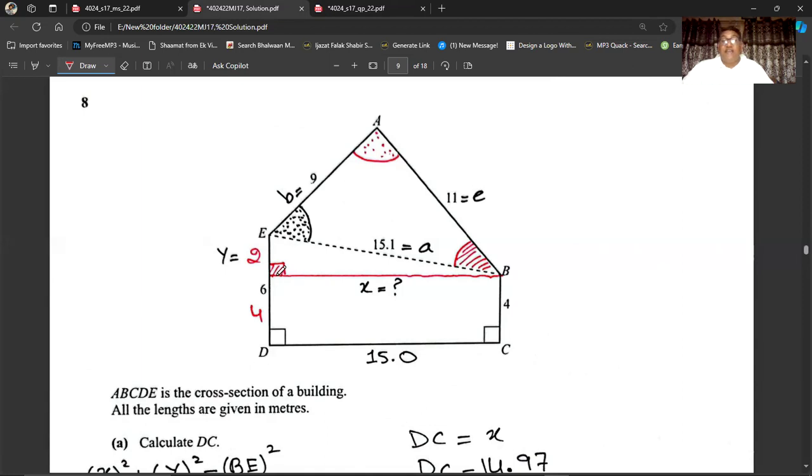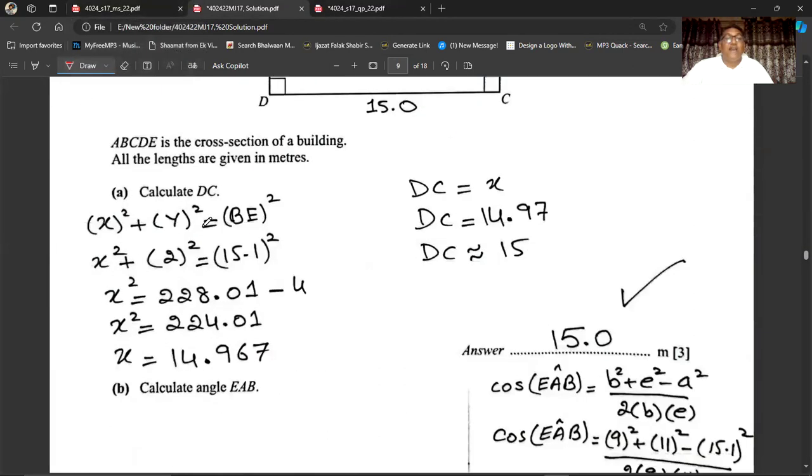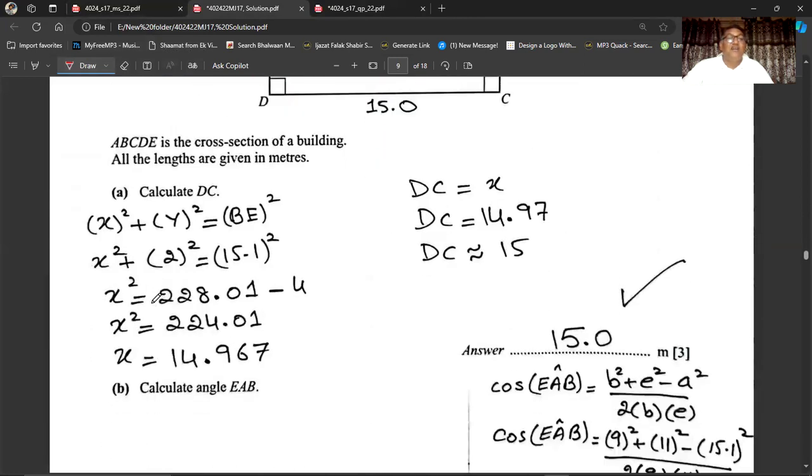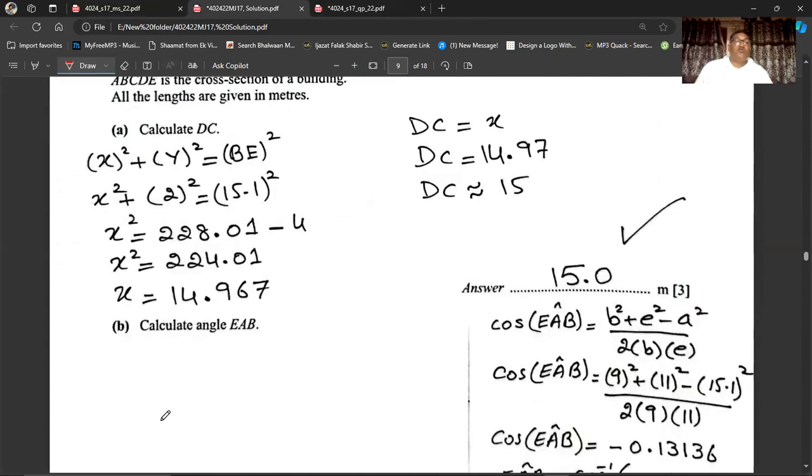This angle will be 90 degrees because this angle is 90. This side is parallel to the DC. So I'm going to apply the Pythagoras here. This is my perpendicular. This is my hypotenuse, which is 15.1. The perpendicular is 2. The base is X. I want to find out the base, and that will be equal to DC. So let me show you. I will apply the Pythagoras here. So you will have x square plus y square equals h square. So x square plus 2 square equals 15.1 square.